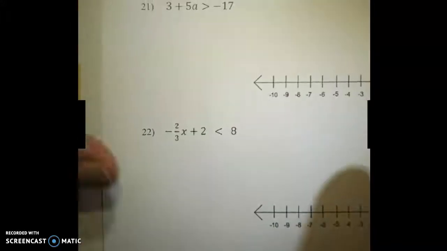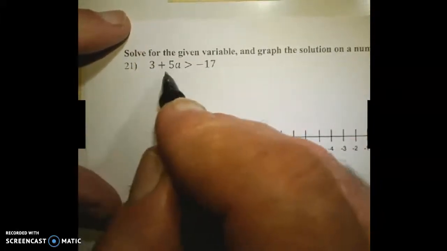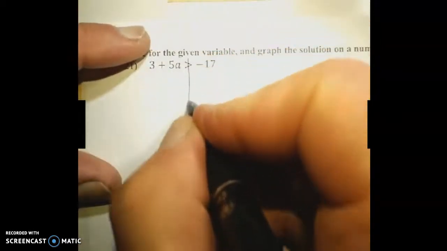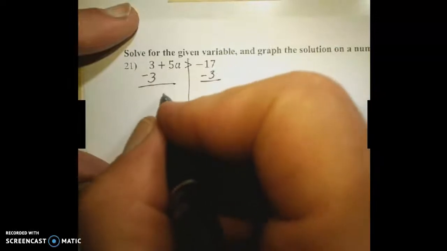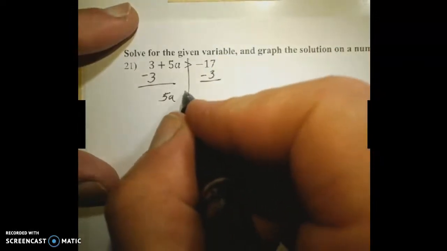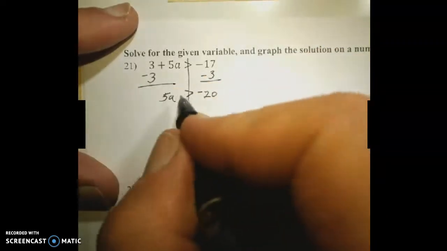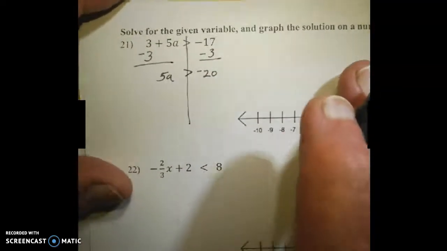Question number 21. Again, it's just like solving an equation. You want to isolate the variable, get rid of the part that's being added or subtracted, over here with the a. Your inequality is going to come straight down the page. To get rid of a 3, you would use a negative 3. Do the same thing on this side. Keeping the sign in here really helps. You get 5a is greater than negative 20. Adding and subtracting doesn't change the inequality ever, no matter if it's positive or negative.